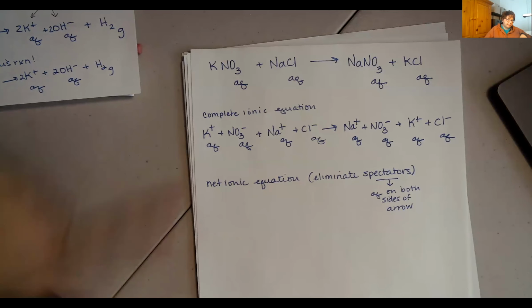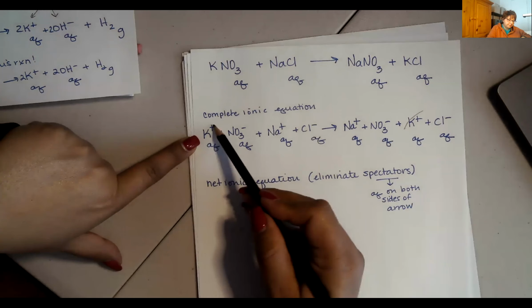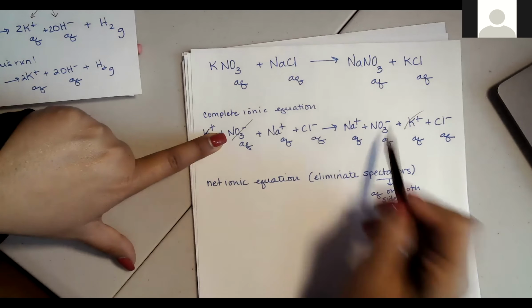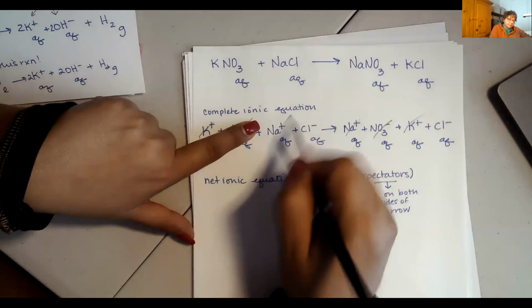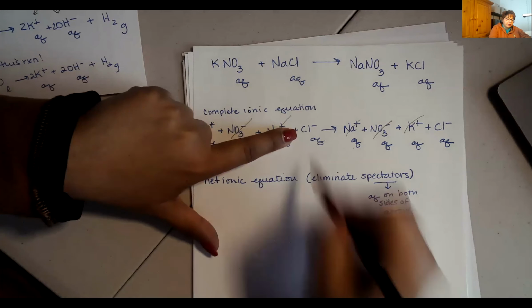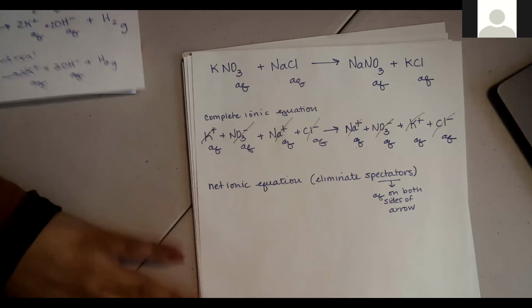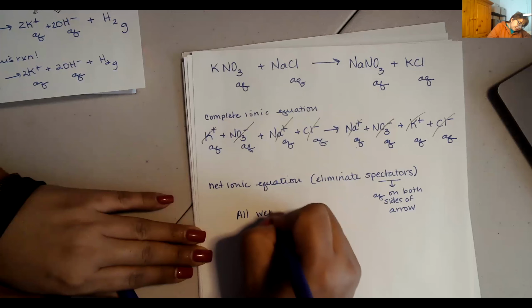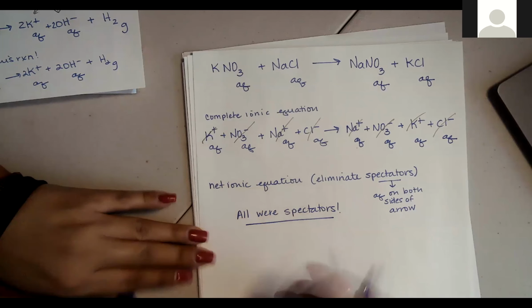So when I look, I've got one potassium, one potassium. One nitrate, one nitrate. One sodium, one sodium. One chlorine, one chlorine. Did I just cross out everybody? Yes, I sure did. In this example, all were spectators. So there's no reaction. Exactly.